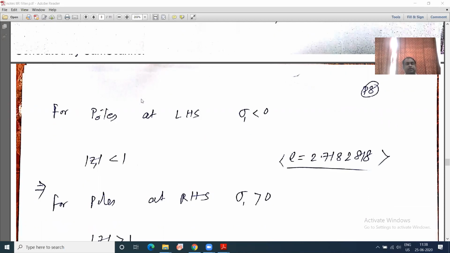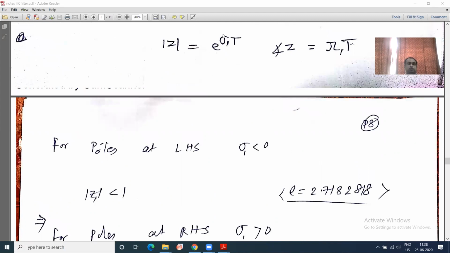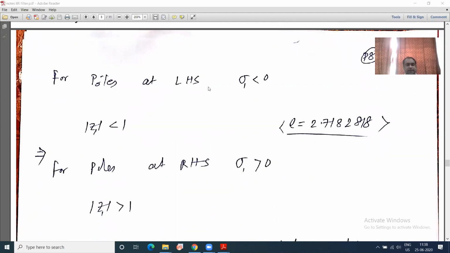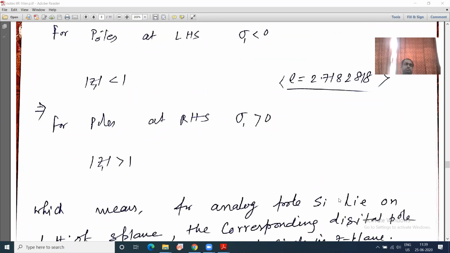Agreed? Now, if this is greater than 0, then e to the power sigma_i T will be greater than 1. Therefore, again you will see that a left-of-s-plane pole will be mapped within the unit circle, and a right-of-s-plane pole will be mapped outside the unit circle. That again satisfies the basic theory of stability. Therefore, this transformation is valid, and it is known as the impulse invariant transform.